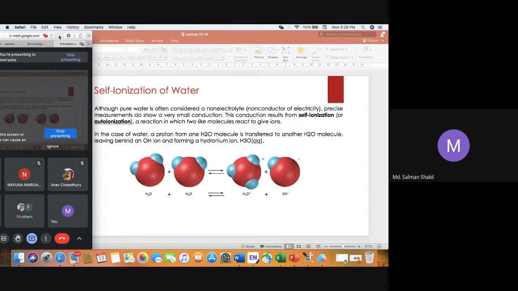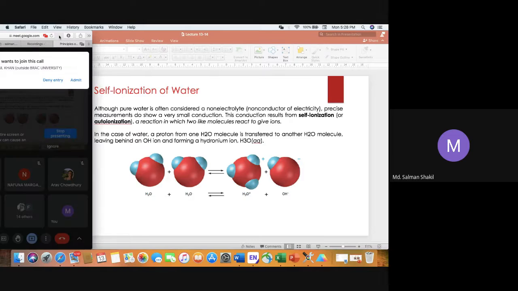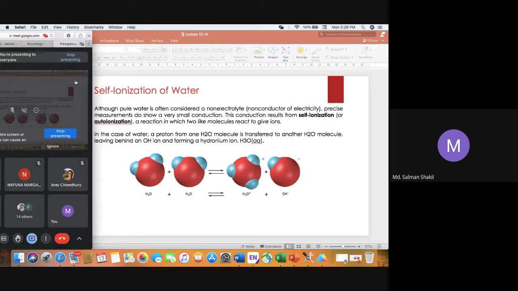Okay. So normally it is considered that pure water is not ionizable, but if we measure it properly, then we can see that water can ionize and form proton. Though this is a very small amount, we should take into account that water can be ionized. So this procedure is called self-ionization. Okay, ionization of water. Is it clear?